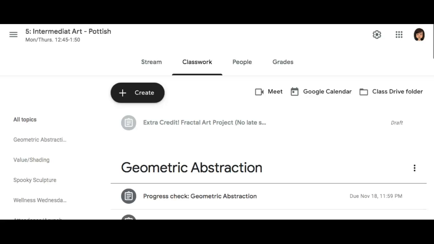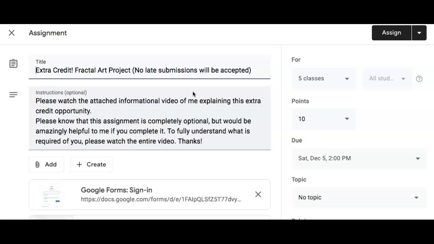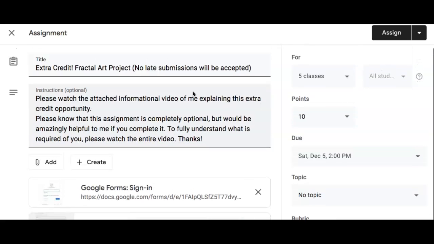The extra credit assignment is called Fractal Art Project, so it's just titled Extra Credit and then Fractal Art Project. Right now it's a draft. I have not finalized it, but I will after I make this video. So I am going to strongly encourage that you watch the entire informational video. Notice that's the very first thing in the instructions.